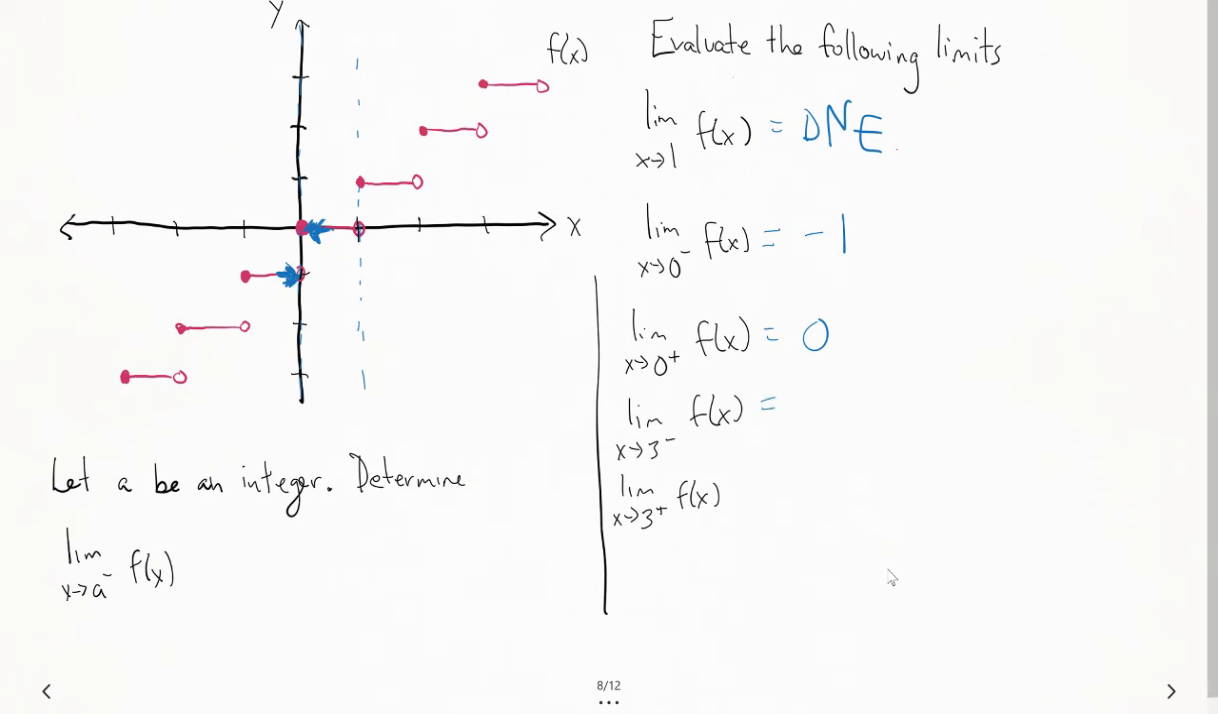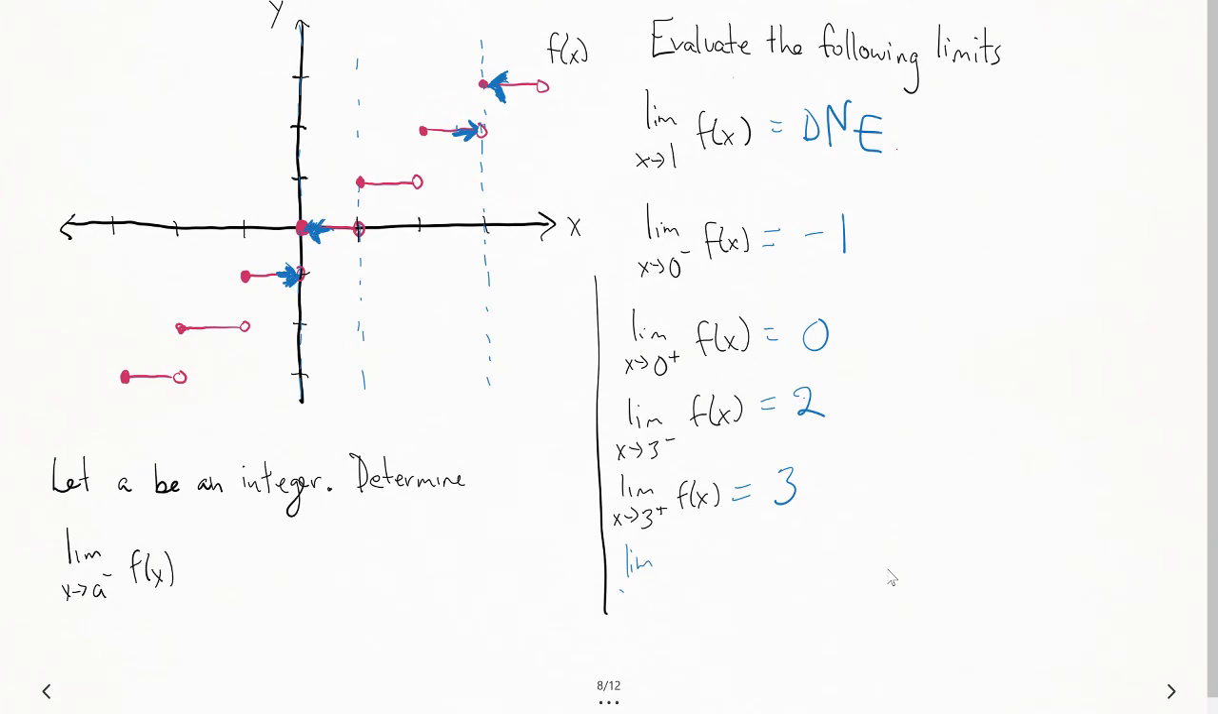Limit as x approaches 3 from the left and right. 1, 2, 3. Okay, from the left-hand side of that line, notice our y value is 2. From the right-hand side, notice our y value is 3. Okay, I'll do one more.